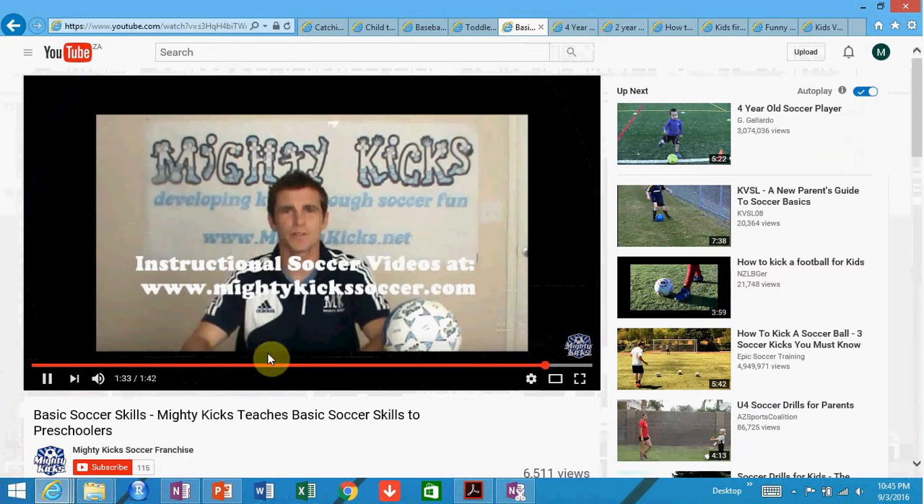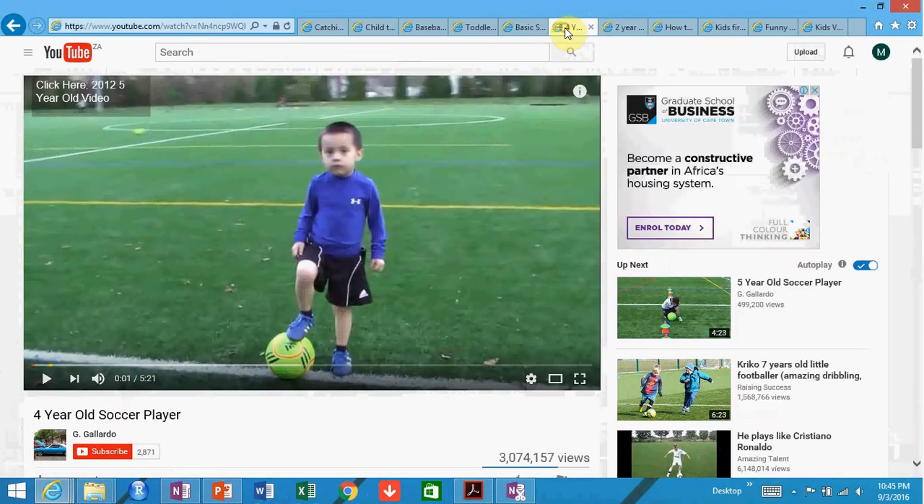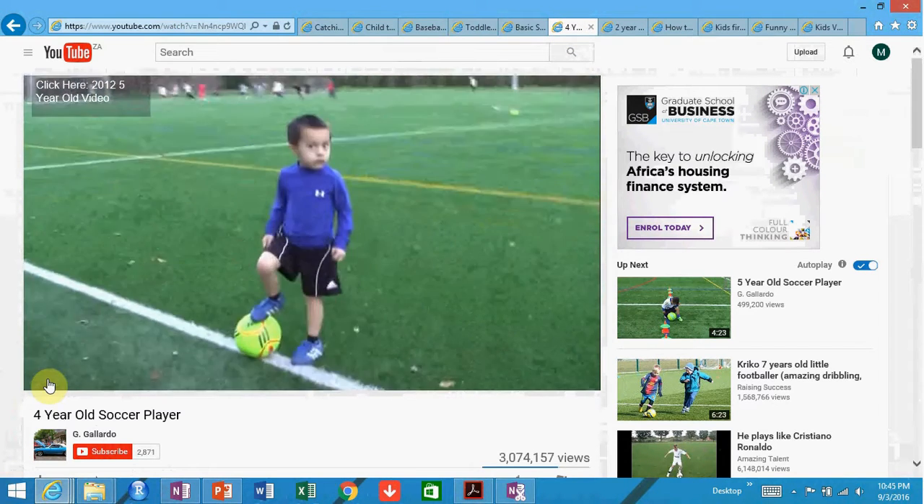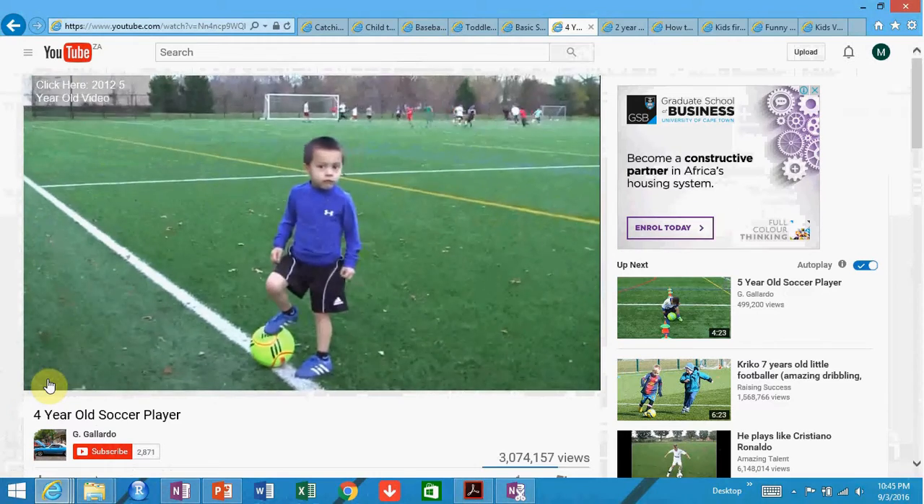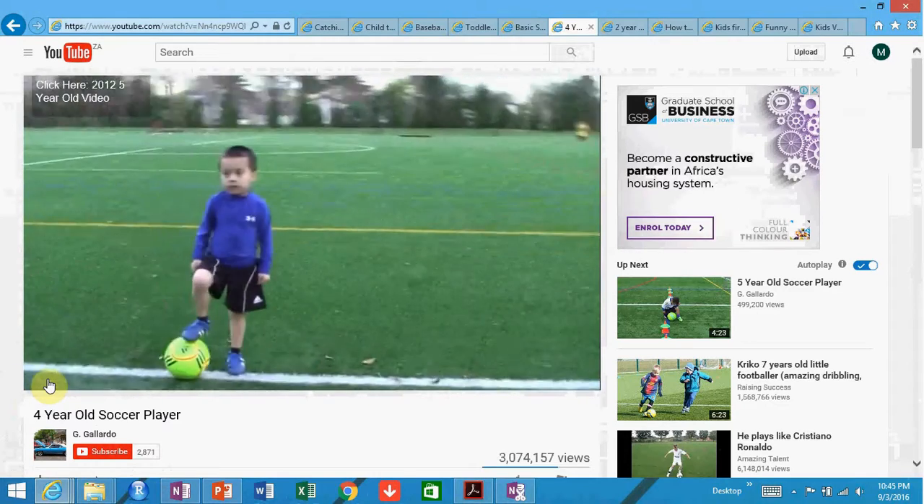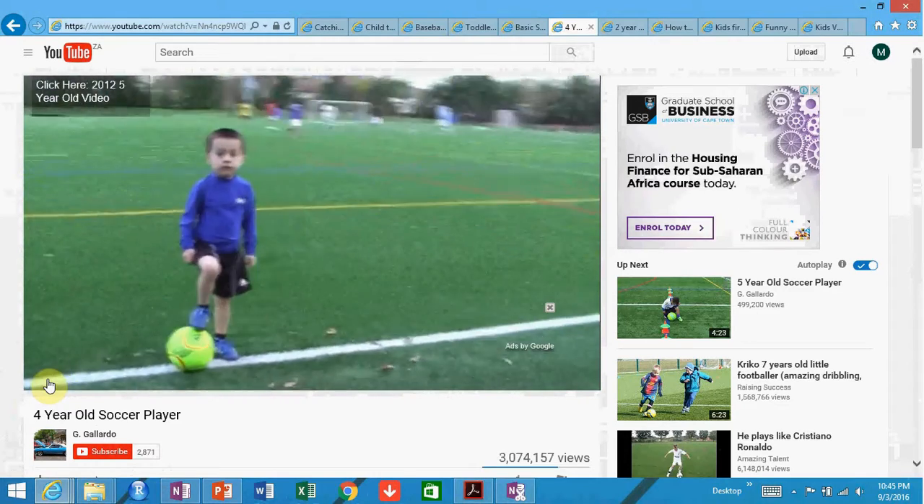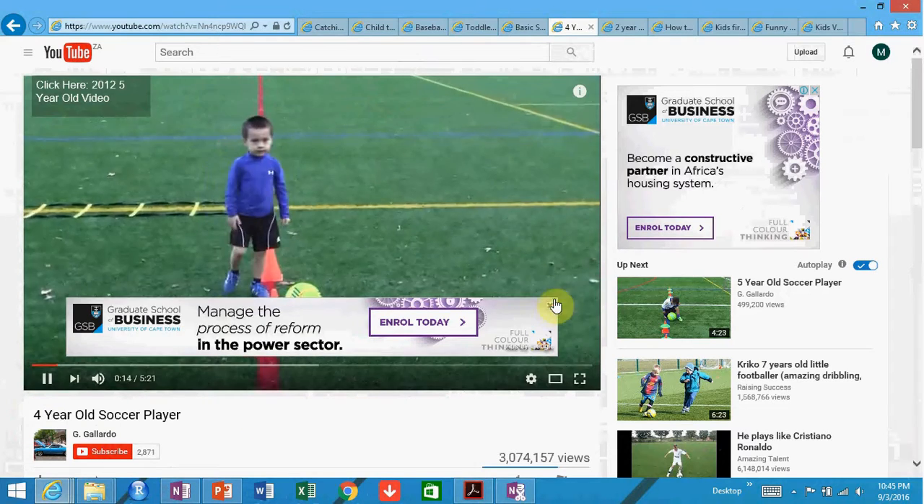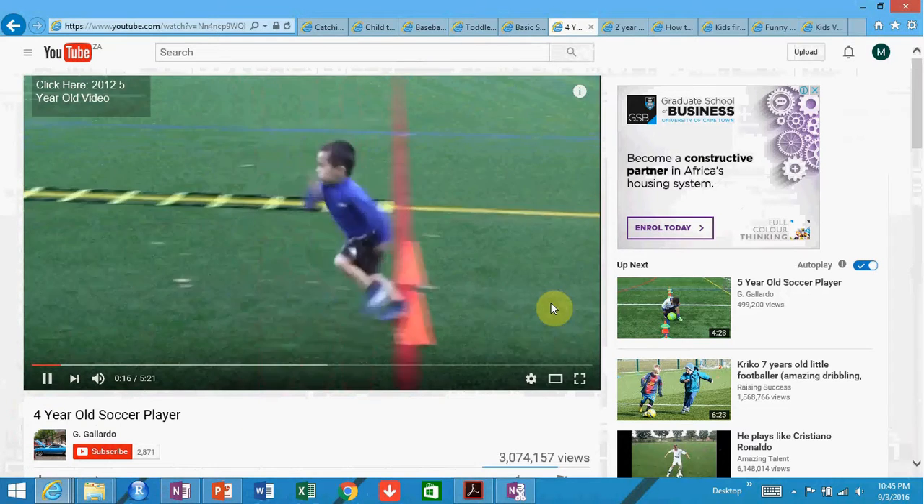Let's have a look. Okay, that's it. And then yes, a 4-year-old who's clearly had this ball in his house, and he's been playing and he's developed his skills to the point that he's quite agile.